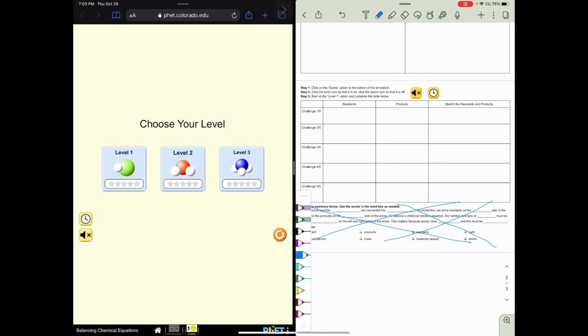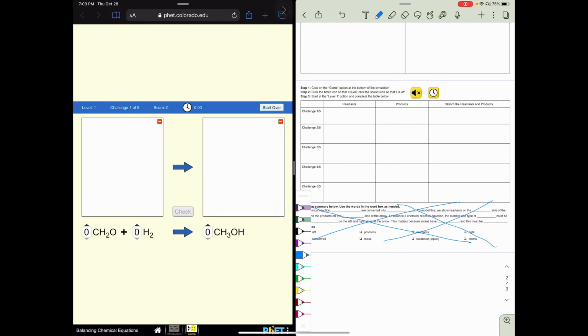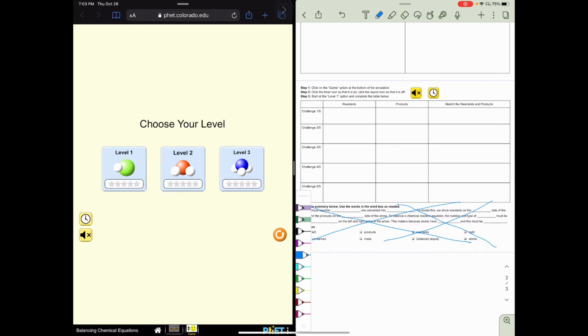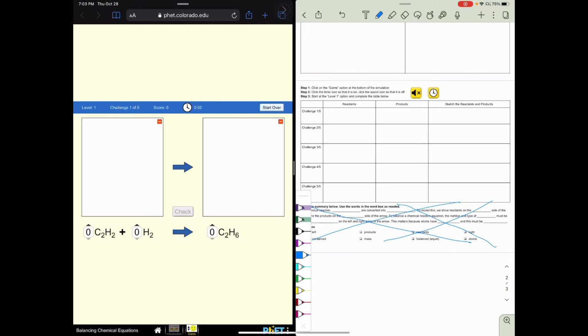So let's start with the first one. All right, and that is, I clicked on, let's go back, start over. So I clicked on the level 1, the green dot with the single 1 hydrogen. Okay, challenge 1 of 5, see that timer is going.